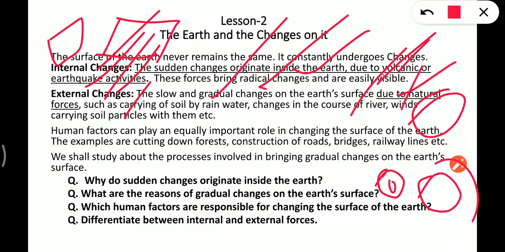Now human factors, not natural forces only, are responsible for the external changes, but human factors are also responsible for changing the surface of the earth. And these factors are cutting down trees, construction of roads, bridges, railway lines, etc. In this lesson we'll study the processes involved in the gradual changes on the earth's surface.